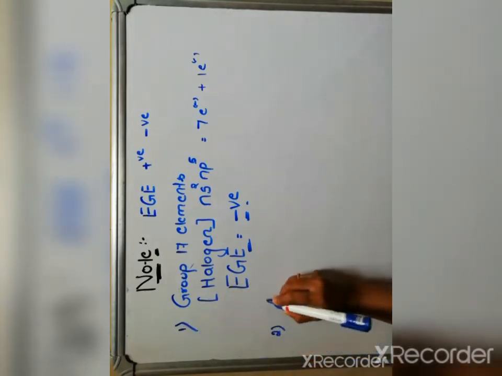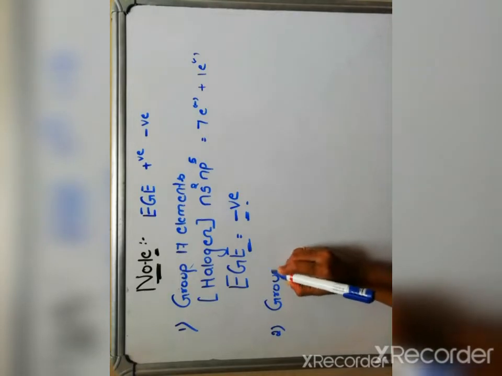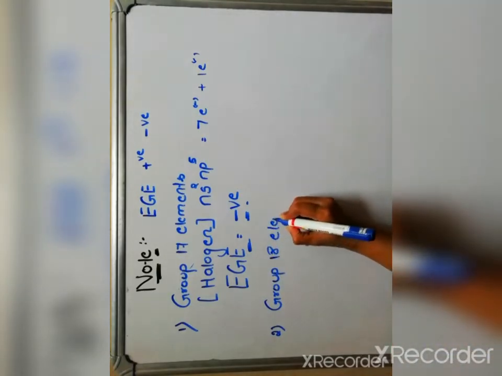And in the second case, that is group 18 elements.